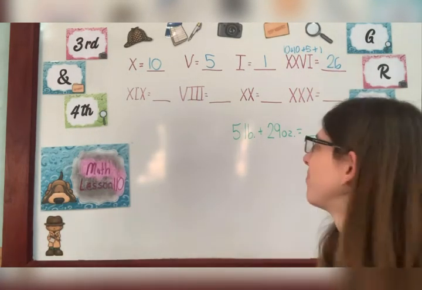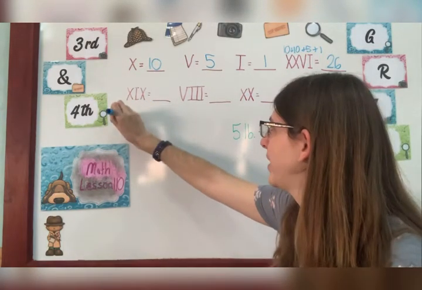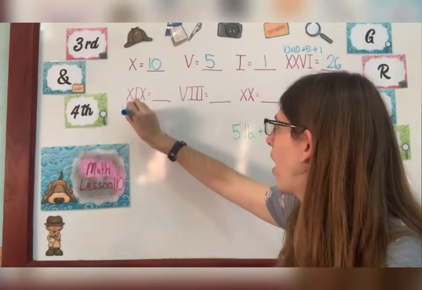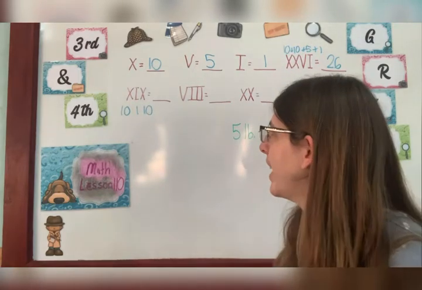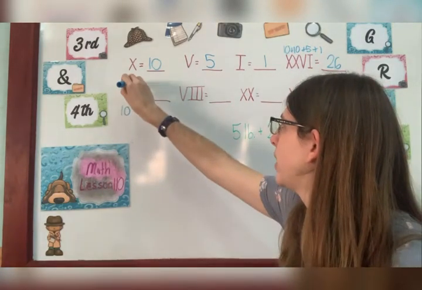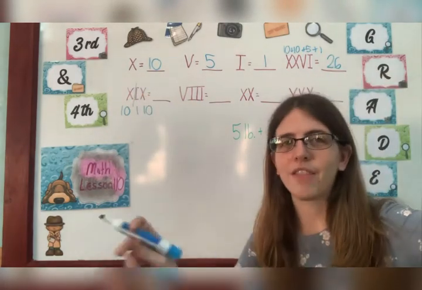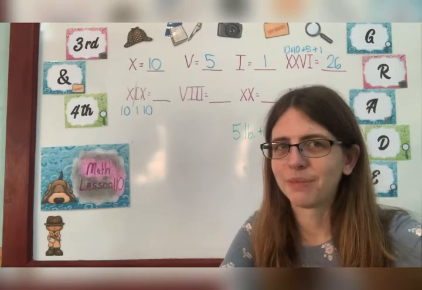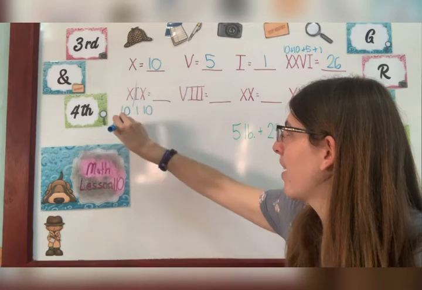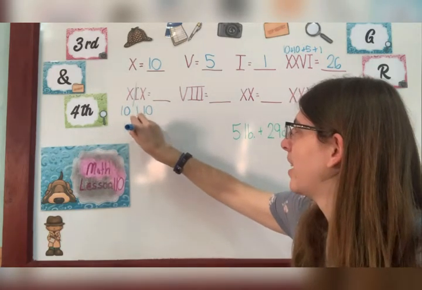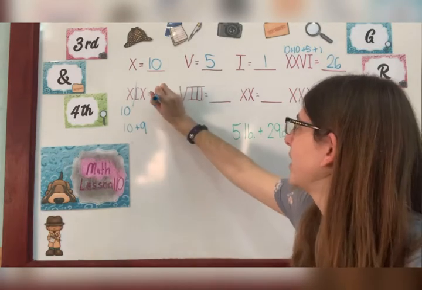Let's try another one. X, I, X. Well, X I know is 10, I is 1, and X is 10. Well, here, that first 10, I'm going to keep separate for a minute. Then I have IX. So what is IX? That's 10 minus 1, it's 9. So here I have 10 plus 9, because 10 minus 1 is 9. So that's 19.